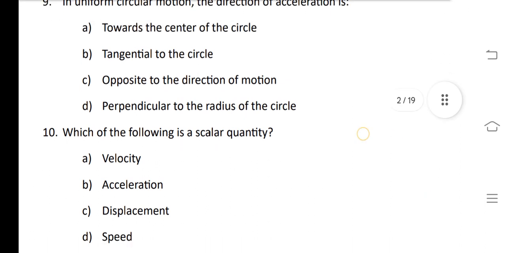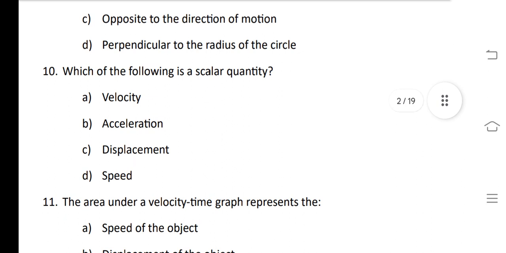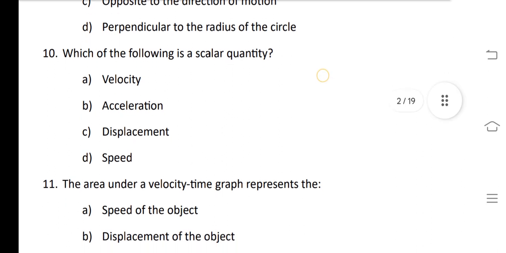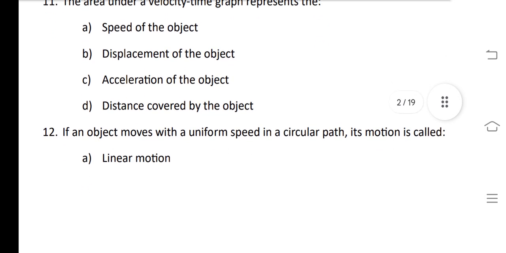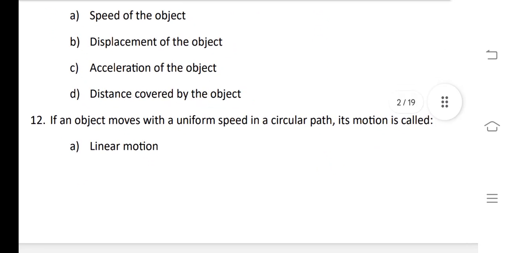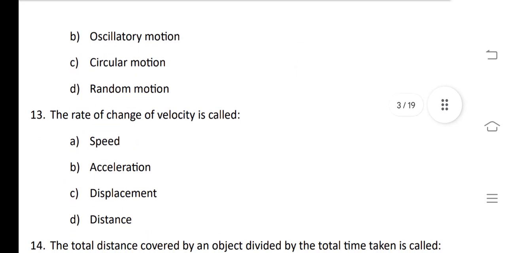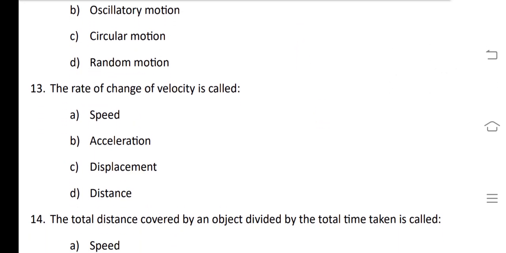In next question, which of the following is a scalar quantity? That is speed. In the next question, the area under the velocity time graph will represent the displacement of the object. In next question, if an object moves with uniform speed in a circular path, its motion is called circular motion. In next question, the rate of change of velocity is called acceleration. Option number B is correct.